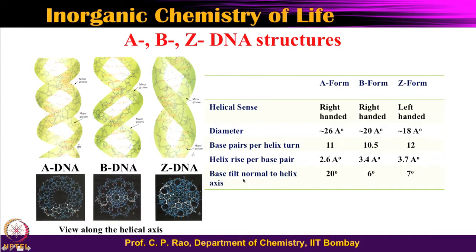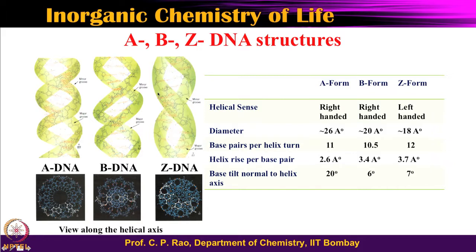Now, look at the other parameters. The base pairs in each of these will not have the same kind of orientation. So if you take one base pair and its complementary, how well they are arranged. If they are exactly head on, the angle will be 0, with respect to the normal, with respect to the axis that you have. Now, if you look at these, in the A case, the base has a tilt normal to the helix of about 20 degrees, and this has only 6 degrees and this has 7 degrees. So almost very similar between these two. So these are some of the differences that come for these three kinds of structures.